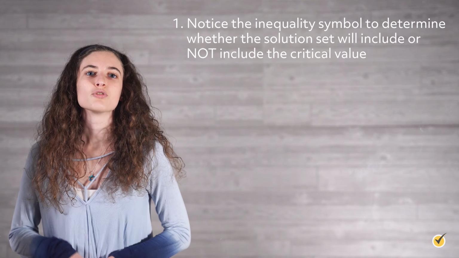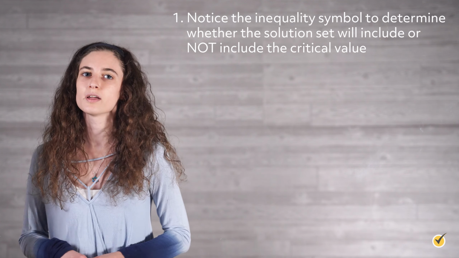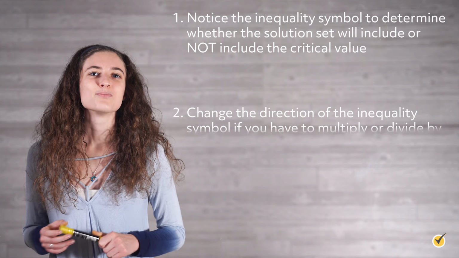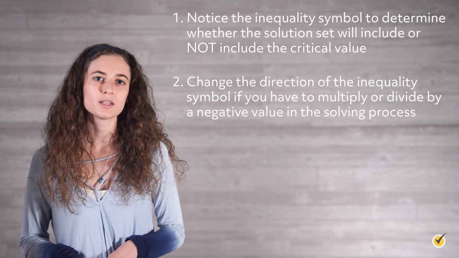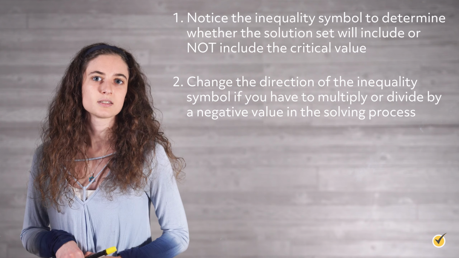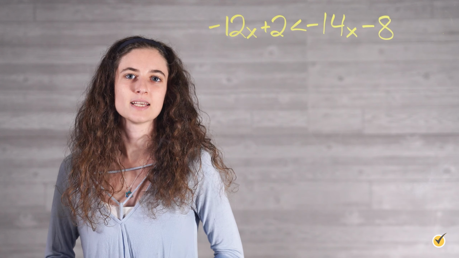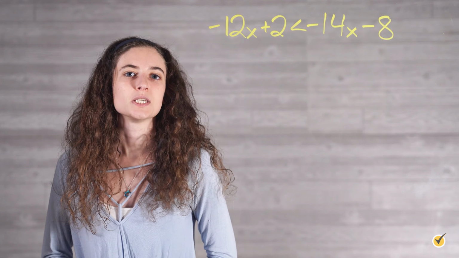Let's see if you can solve this last example on your own. Be sure to notice the inequality symbol to determine whether the solution set will include or not include the critical value. And make sure you change the direction of the inequality symbol if you have to multiply or divide by a negative value in the solving process. Negative 12x plus 2 is less than negative 14x minus 8. Pause the video and see what you can come up with.